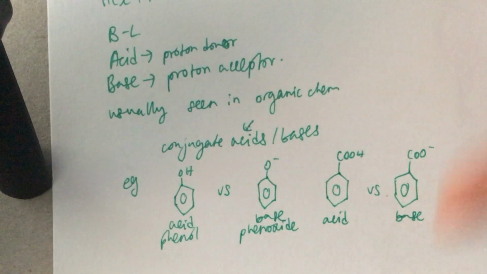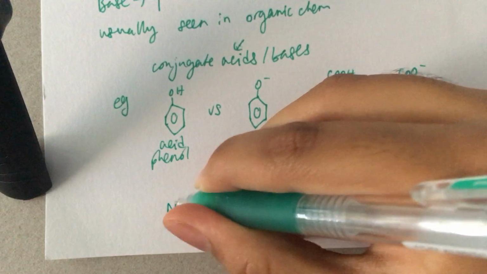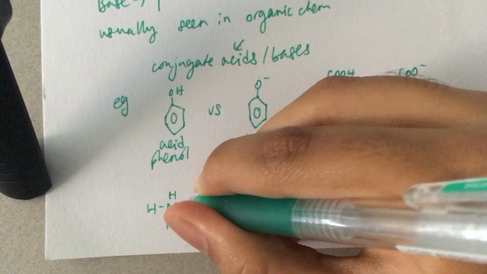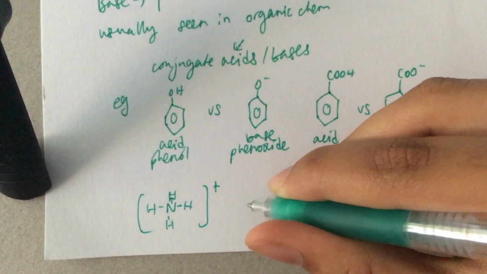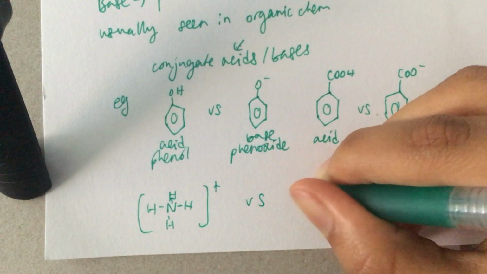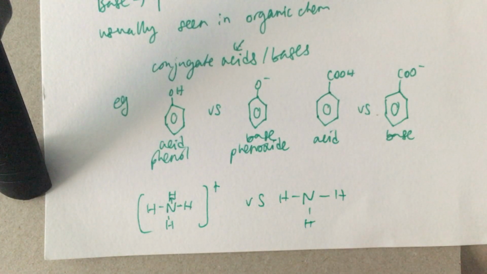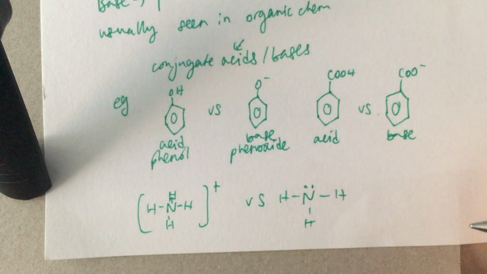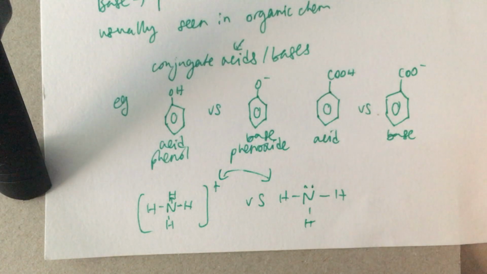And if you're looking at ammonia, for example, the ammonium ion is the conjugate acid of ammonia, which is the base. So that's what conjugate acids and bases mean. It's basically a pair of similar molecules, but one of them is a base and one of them is an acid. That's the idea. Because ammonia can accept a proton to become the ammonium ion, and the ammonium ion can donate a proton to become ammonia. So that's the idea of conjugate acids and bases.